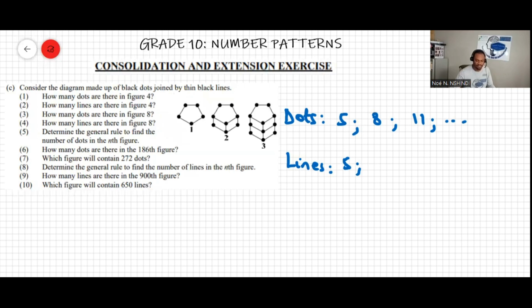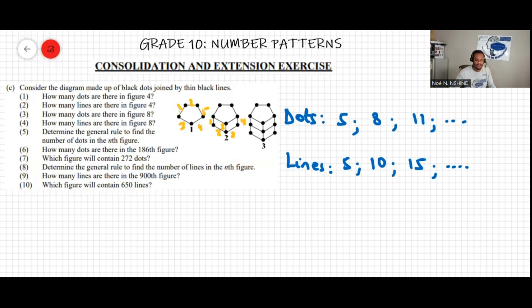Let me count the lines now. 1, 2, 3, 4, 5 on the first, and the following will be 1 here, 2 there, 3 there, 4 there, and then 5 again. So 5 lines again. So the first is 5, the following is 10, and the other one is also 15, and so on and so forth. Okay. Now we can start answering the questions.